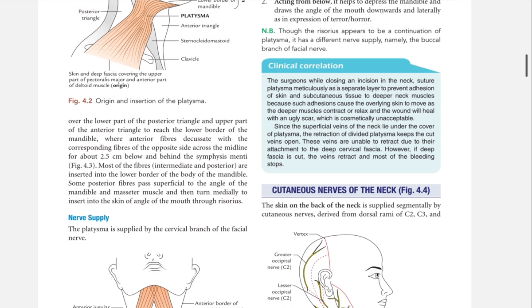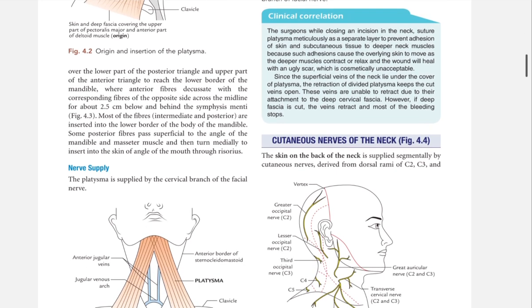Clinical correlation. The surgeons, while closing an incision in the neck, suture platysma meticulously as a separate layer to prevent adhesion of the skin and subcutaneous tissue to deeper neck muscle, because such adhesions cause the overlying skin to move as the deeper muscle contracts or relaxes, and the wound will heal with an ugly scar, which is cosmetically unacceptable.